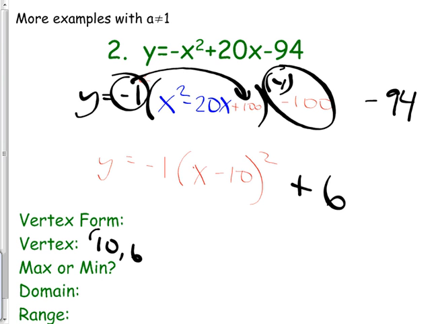10, 6. Is it a max or a min? All right, yeah, it's a max this time because there's a negative. And it would help to make my little sketch. So I'm going to make my sketch. Here's 10, 6, like right there. And it goes like this time, though.